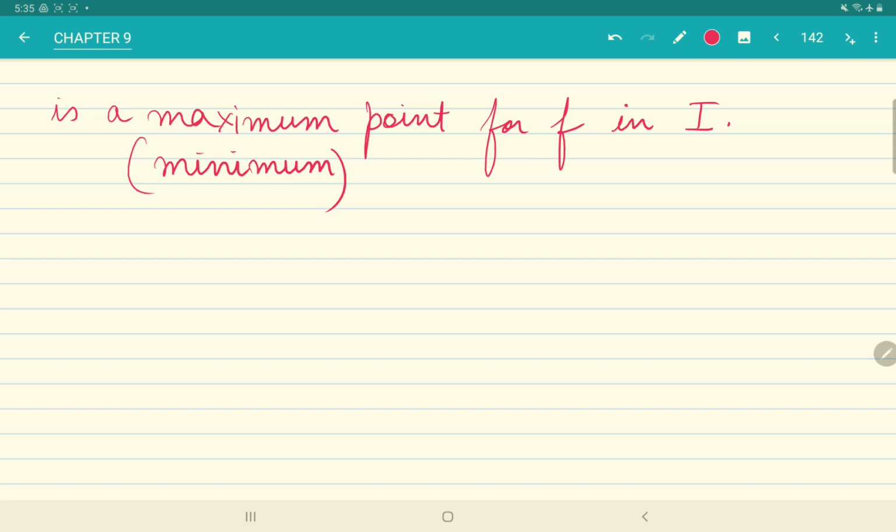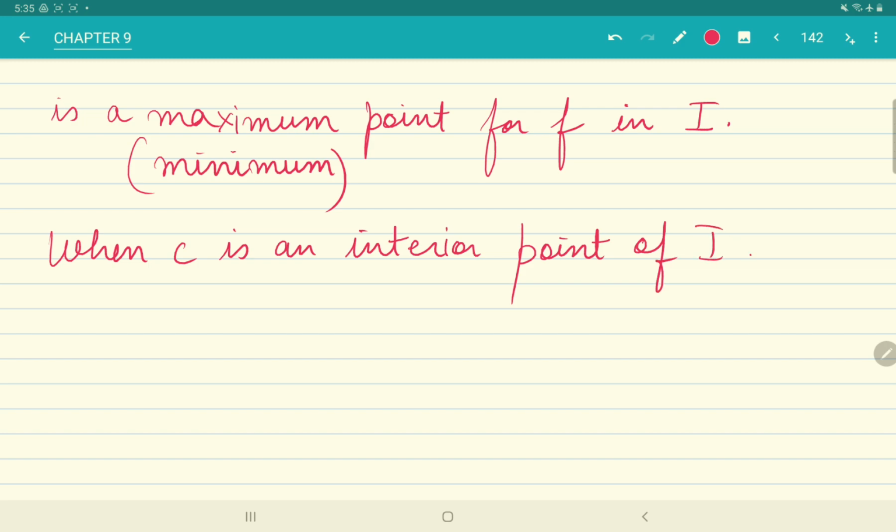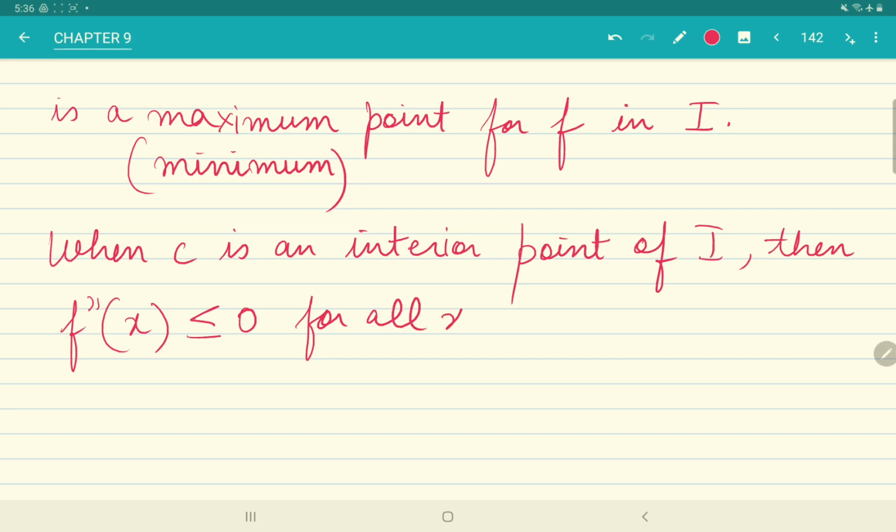In other words, I can write: when C is an interior point of I, then when you have f double prime x less than or equal to 0 for all x belonging to I, and we start with this.